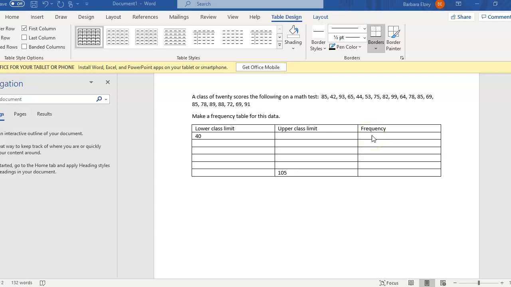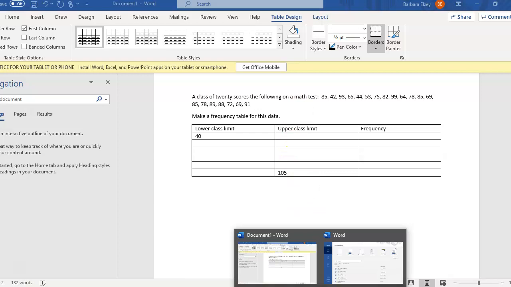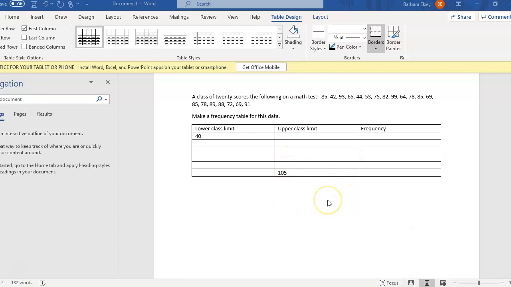All right, so here's an example where we have a class of 20 scores on a math test, and all of those scores are listed there. And notice they range from as low as 42 to as high as 99. And so those are a lot more distributed in their values. We wouldn't want to list all the way from 42 to 99 and then put the frequency of each score. Instead, we want to come up with classes for them.